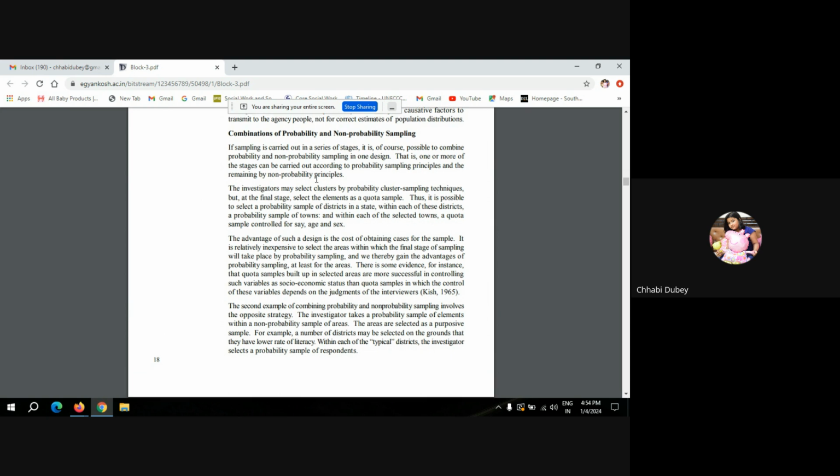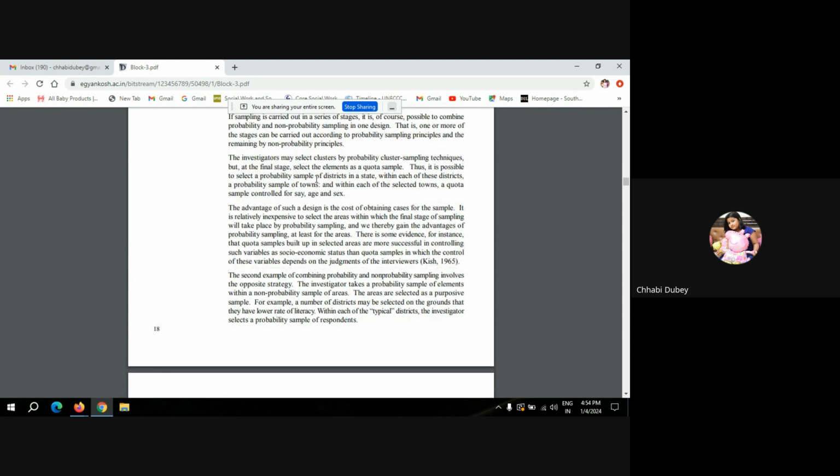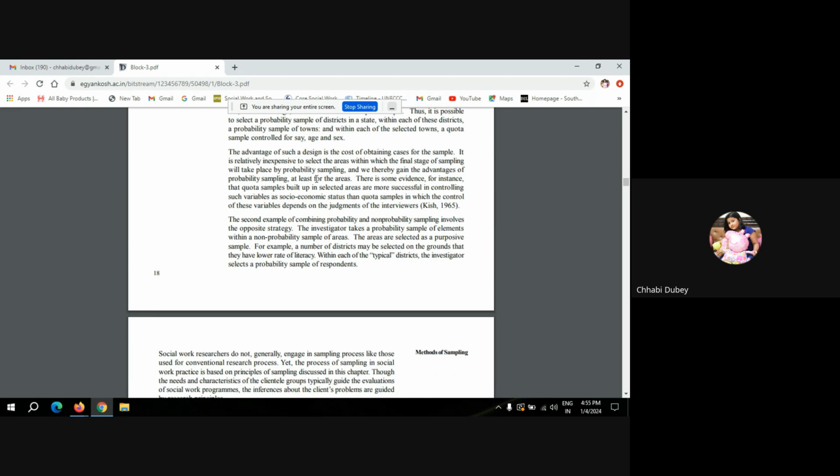One advantage of using this method is that it is relatively inexpensive to select the areas within which the final stages of sampling will take place by probability sampling. And then we can gain the advantage of the probability sample at least for the areas. The second example of combining probability and non-probability sampling involves the opposite strategy. It takes a probability sample of elements within a non-probability sample of areas. So this is how you can combine these two types of sampling in a particular research.